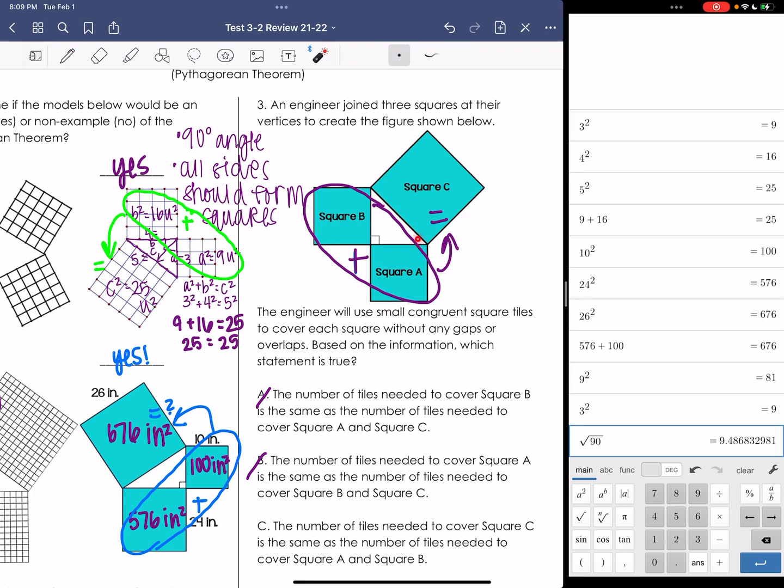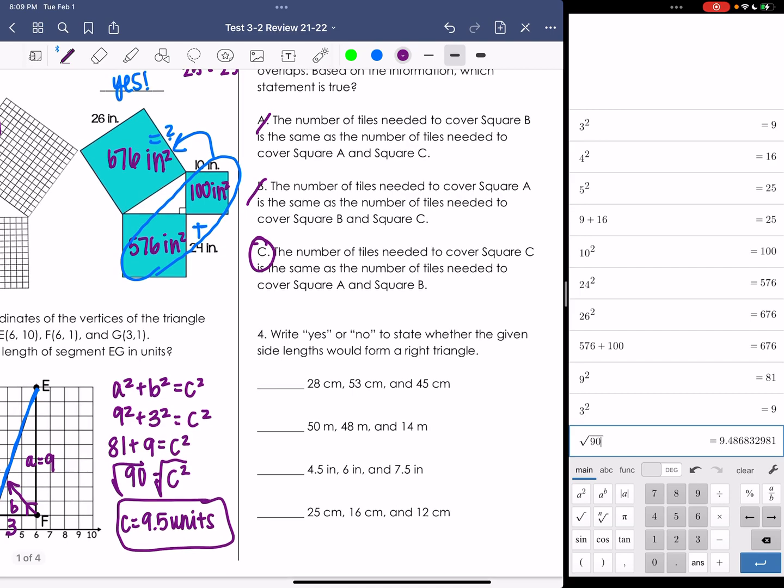So again, what that's saying is when we add together square A and B, the area of those two sides, it would equal the area needed to cover square C, which is correct. So C is our answer for number 3. Okay, next we're going to go ahead and look at number 4.